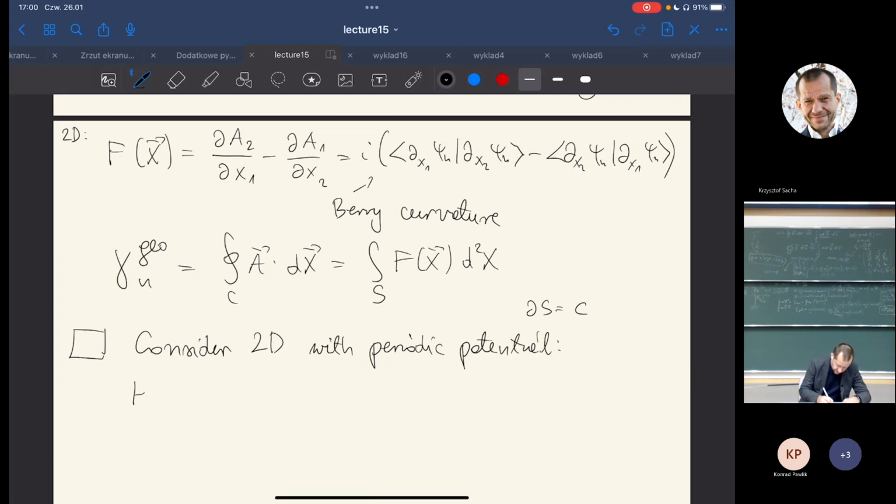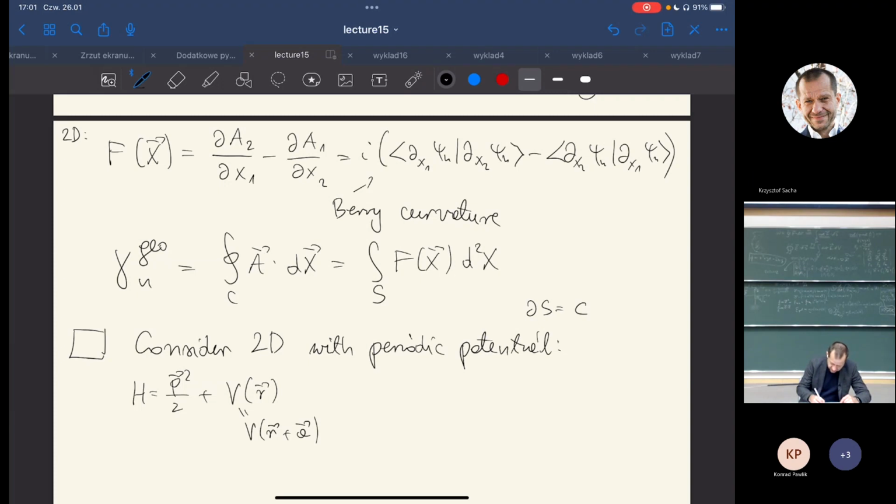So we have a particle which is described by the kinetic energy and the potential which is periodic in space. And we are in 2D. So these are basically the Bravais vectors of our periodic structure in space.